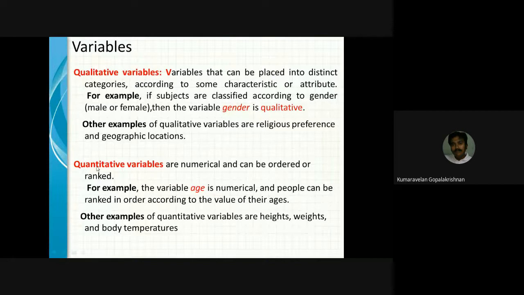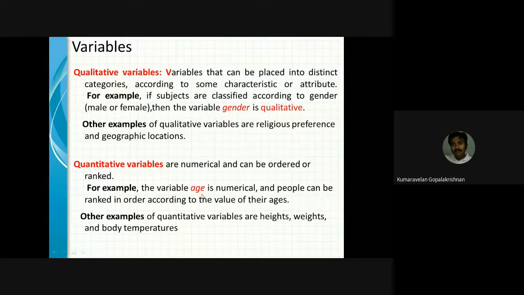Then what is a quantitative variable? Any variable having numerical values, then I can say it is a quantitative variable. Once there are numerical values, you can do some kind of ordering, or you can do some kind of ranking. To which variables? To the quantitative variables.